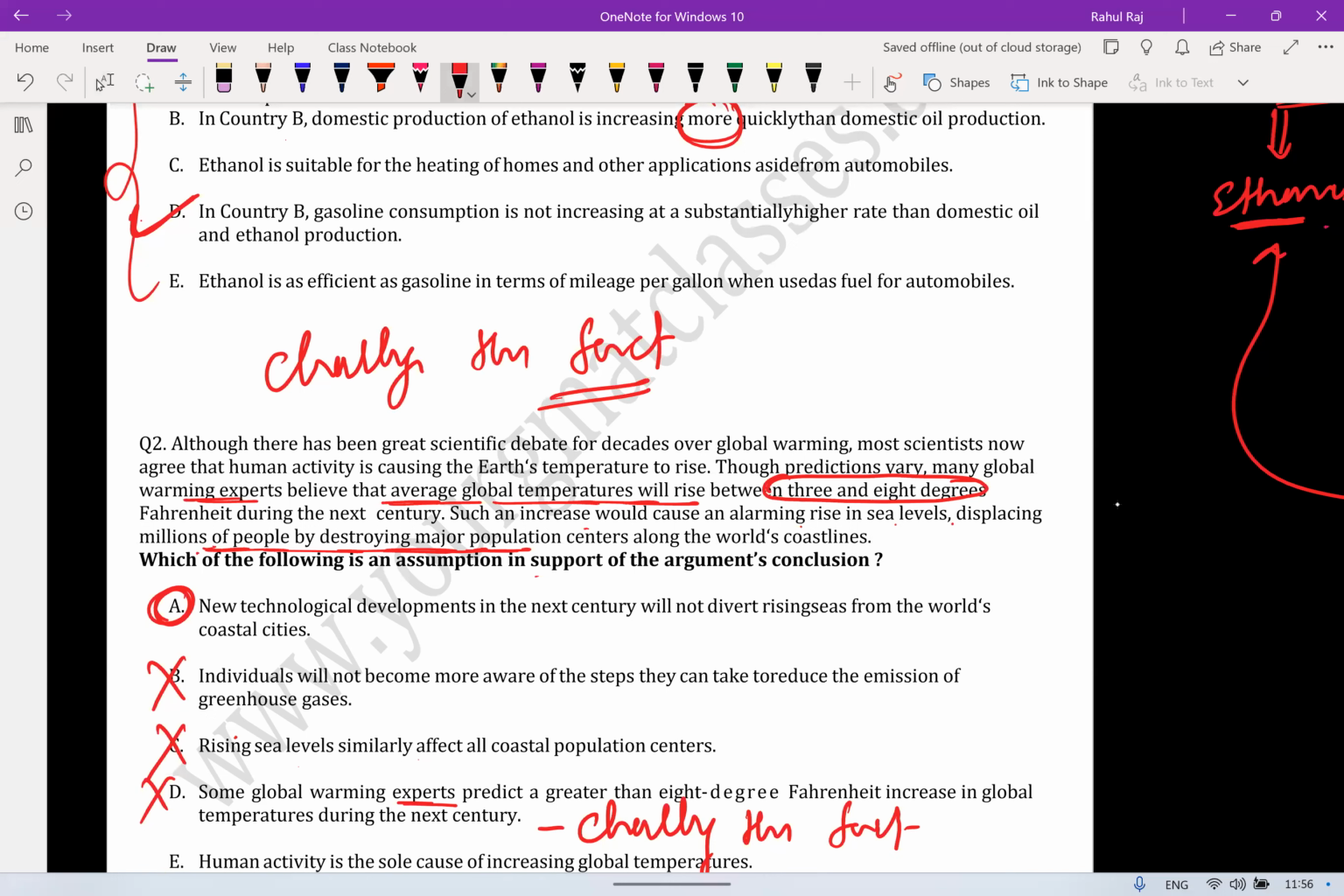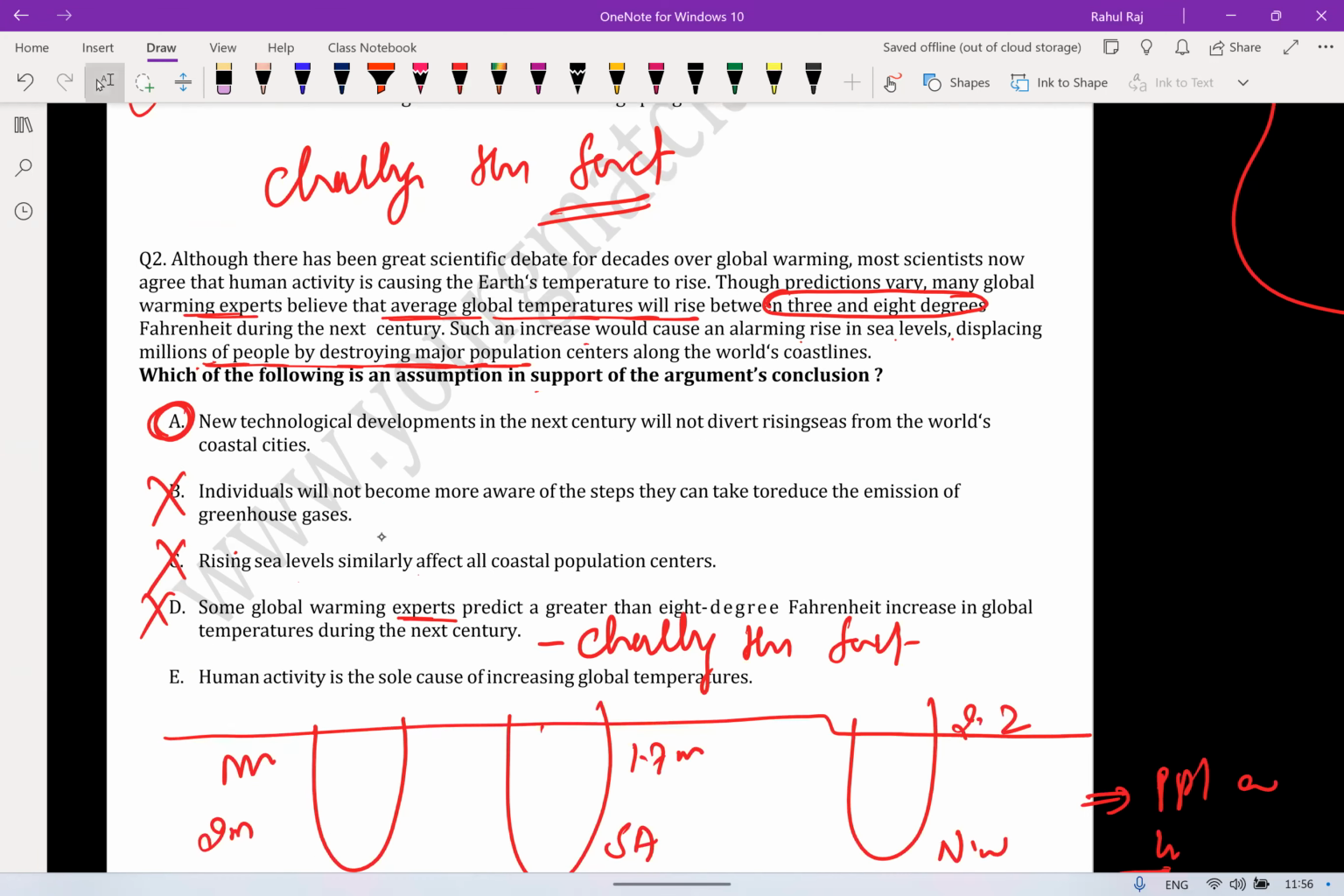But Rahul, I have a question here. There's a phrase just before the statement which says, "though predictions vary." But again, this is a dependent clause, Shwati. Though predictions vary, this is very much a dependent clause. This clause is not complete without the next clause, where it says many global warming experts believe that average global temperature will rise between 3 to 8 degrees Fahrenheit.